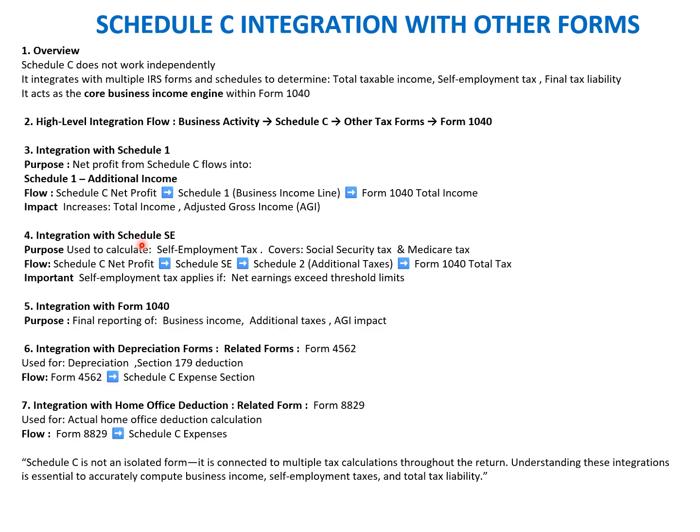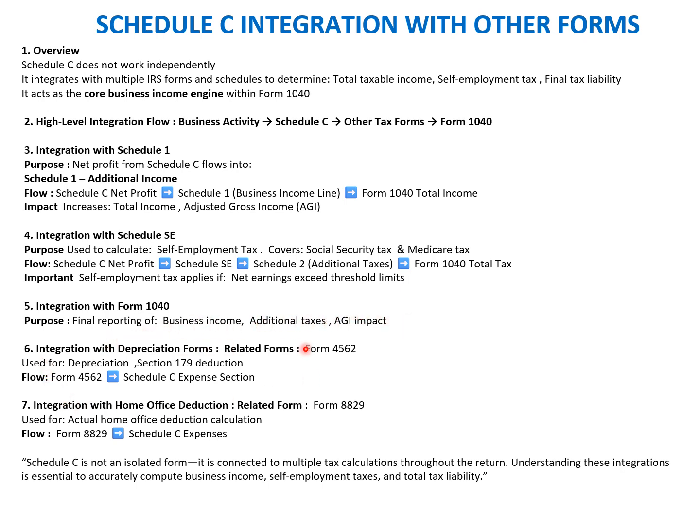How is it integrated with Schedule SE? Schedule C net profit moves into Schedule SE, and from Schedule SE it moves to Schedule 2, which covers additional taxes, namely the self-employment tax, and then from Schedule 2 it moves to Form 1040. With Form 1040 there is the final reporting of business income, additional taxes, and the AGI impact.